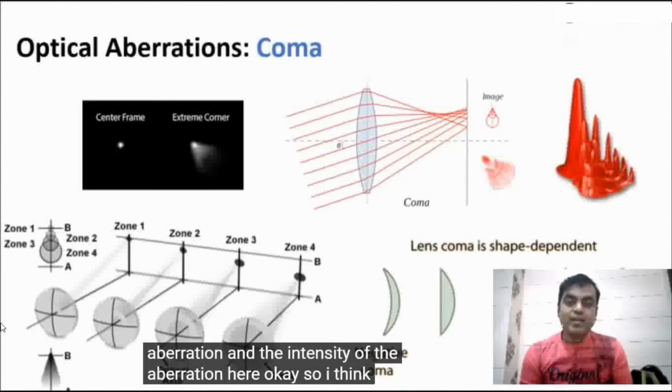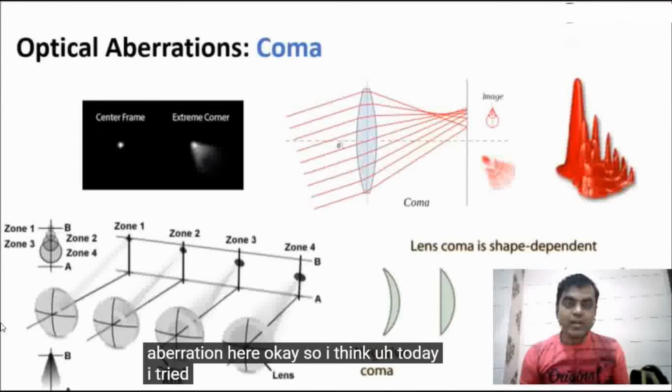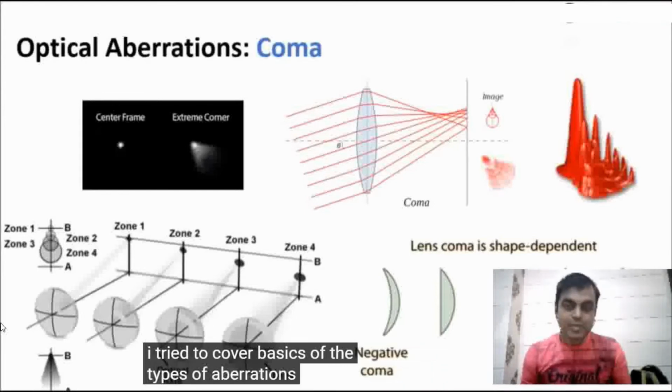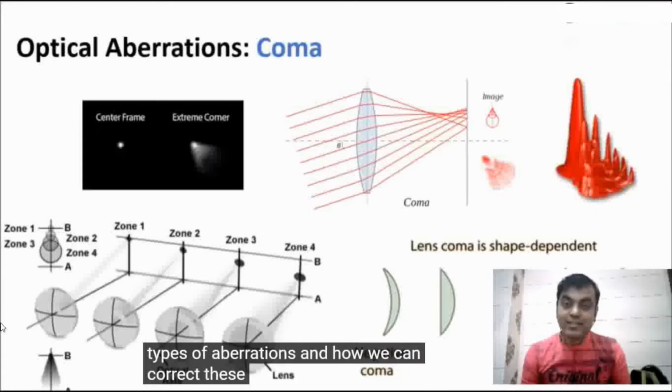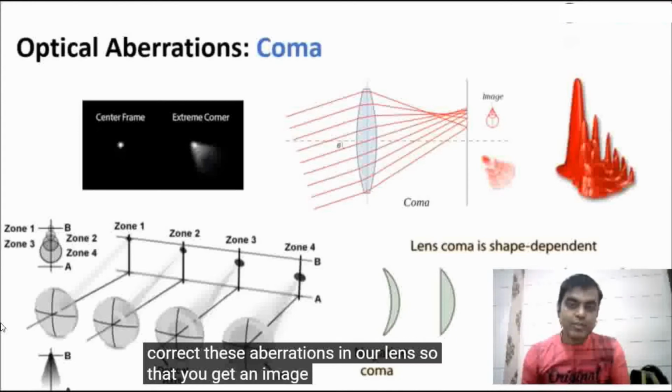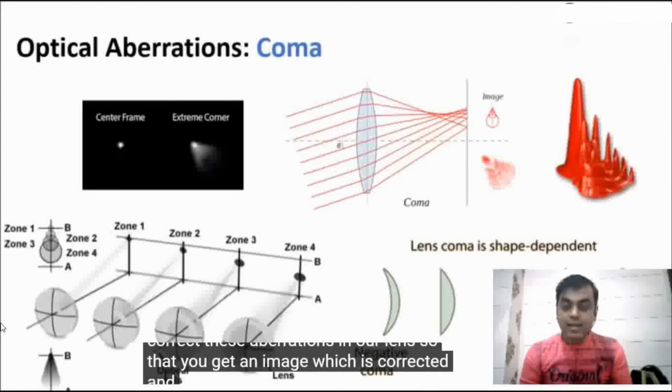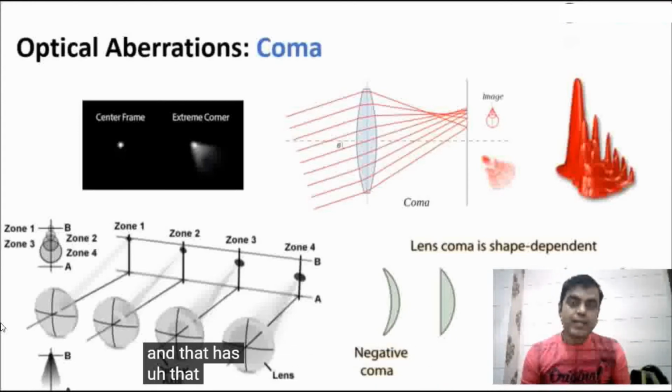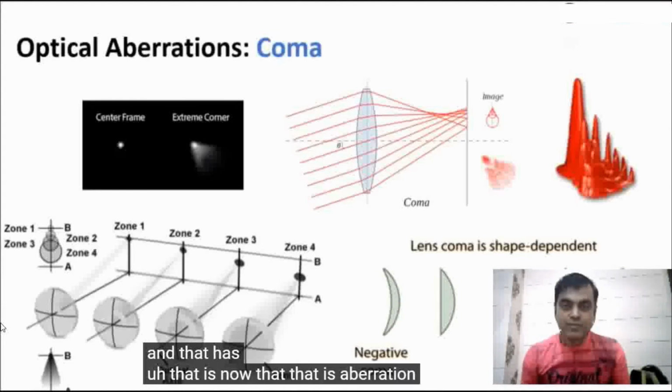So I think today I tried to cover the basics of the types of aberrations and how we can correct these aberrations in our lens so that you get an image which is corrected, that is aberration free.